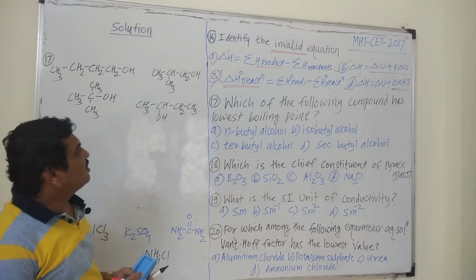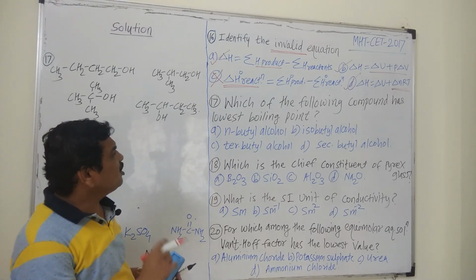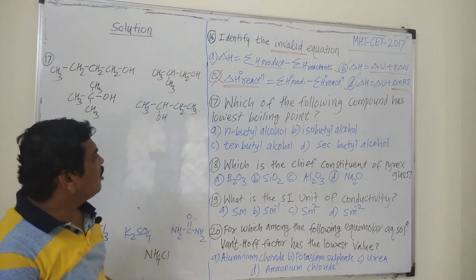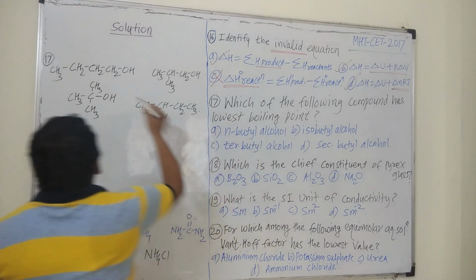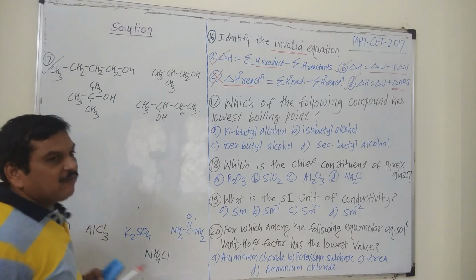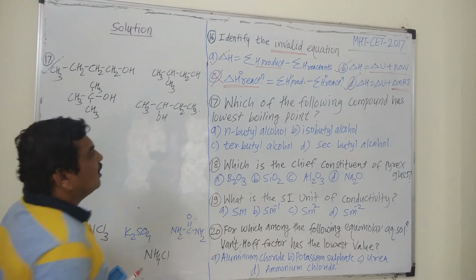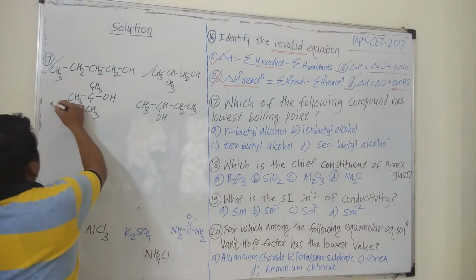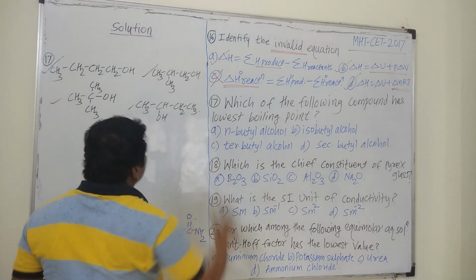Then we will move to question number 17. Which of the following compounds has the lowest boiling point? These options are given: n-butyl alcohol, I have already written the formula to save time, isobutyl alcohol, tertiary butyl alcohol, and secondary butyl alcohol.